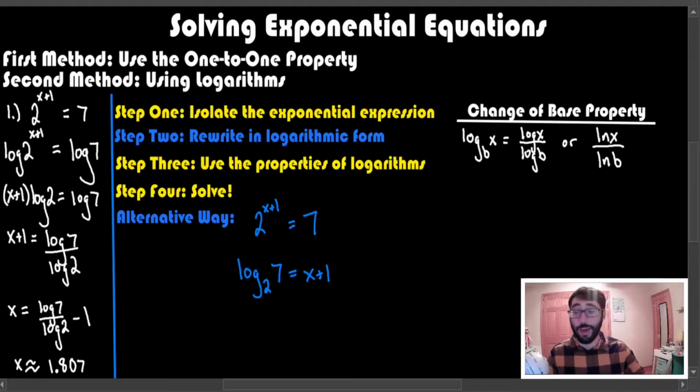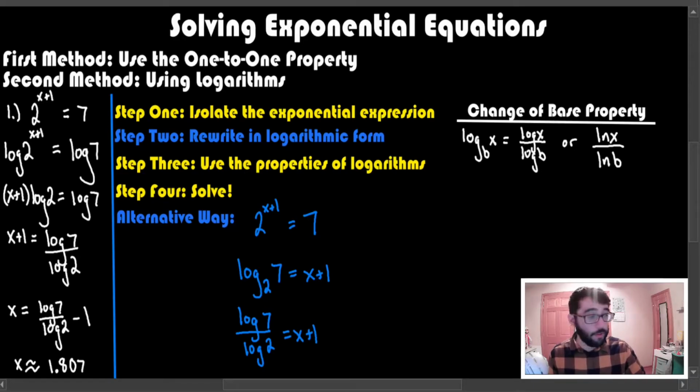So that is actually how we got this right here. Log of 7 divided by log of 2. We use the change of base property. It's always log of our argument divided by log of our original base. So that's actually how we get log of 7 divided by log of 2: log of our argument divided by the log of our original base. And that would be equal to x plus 1.